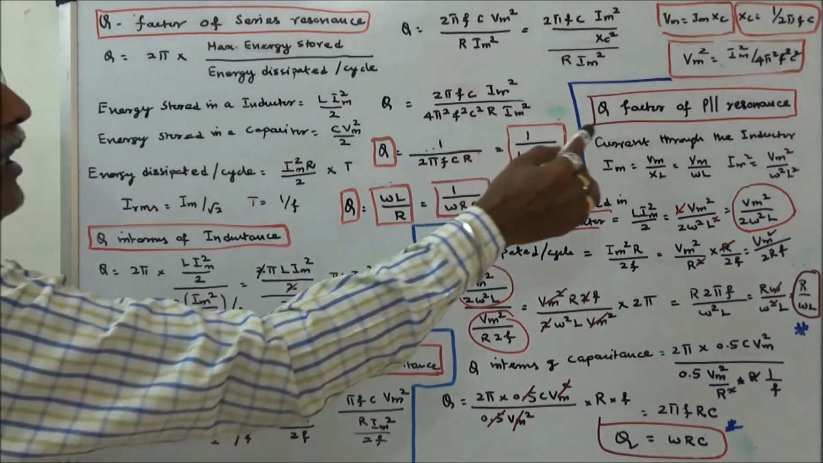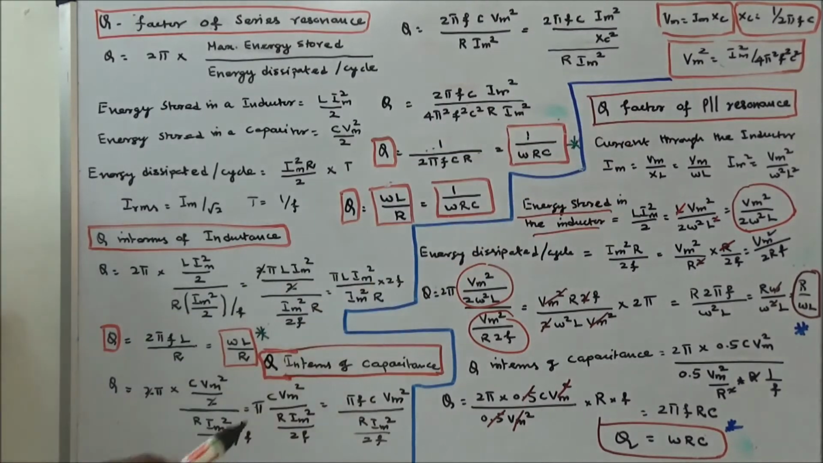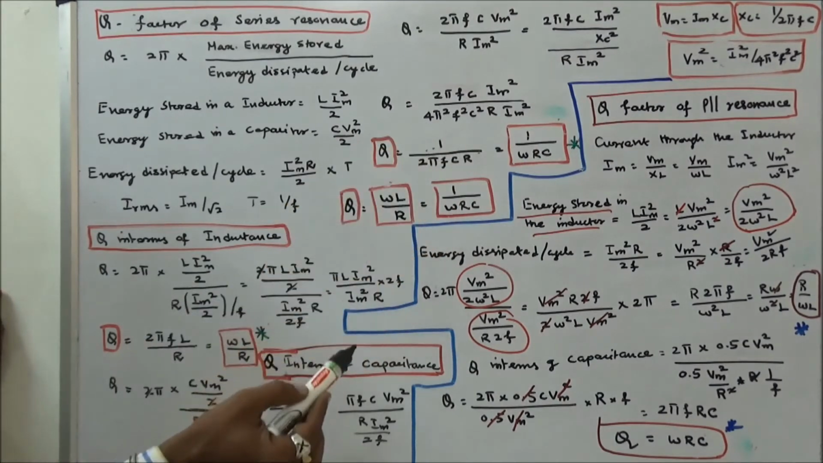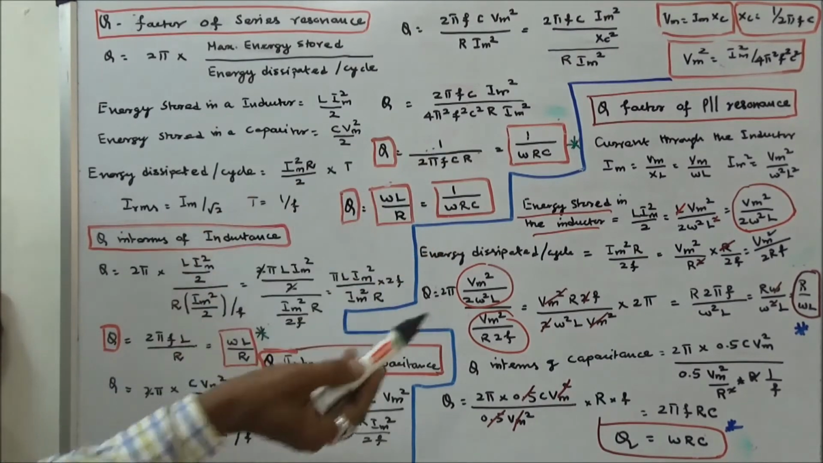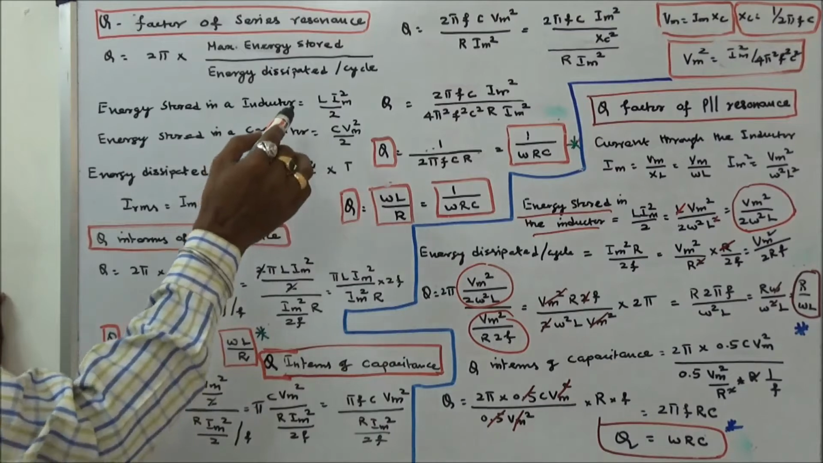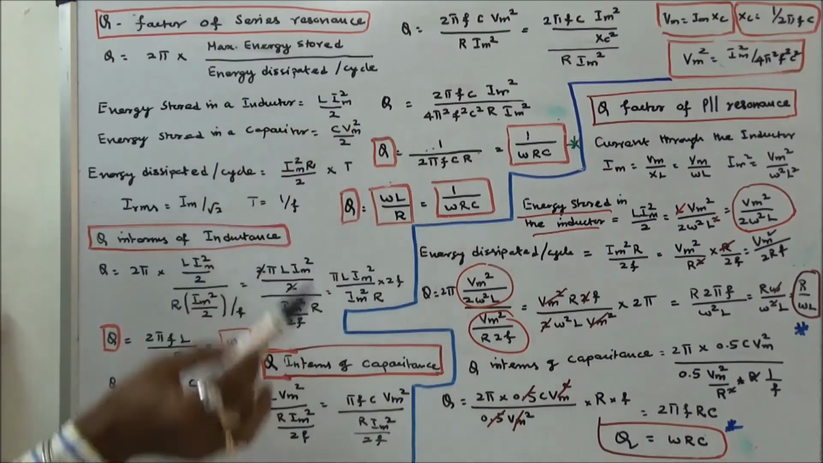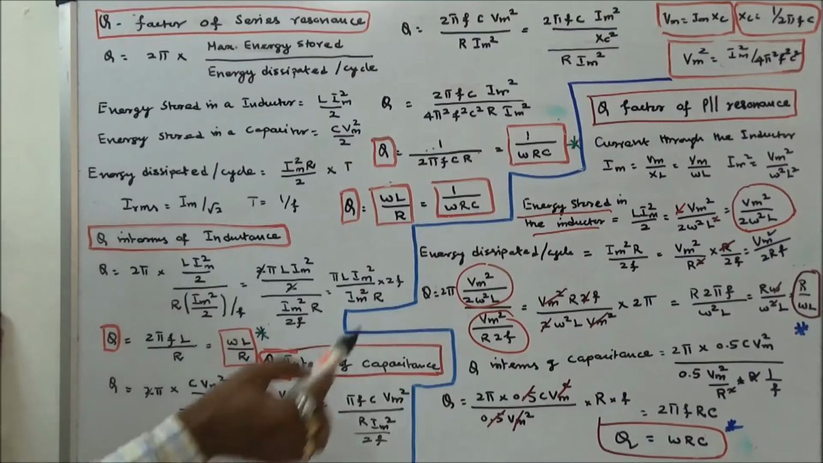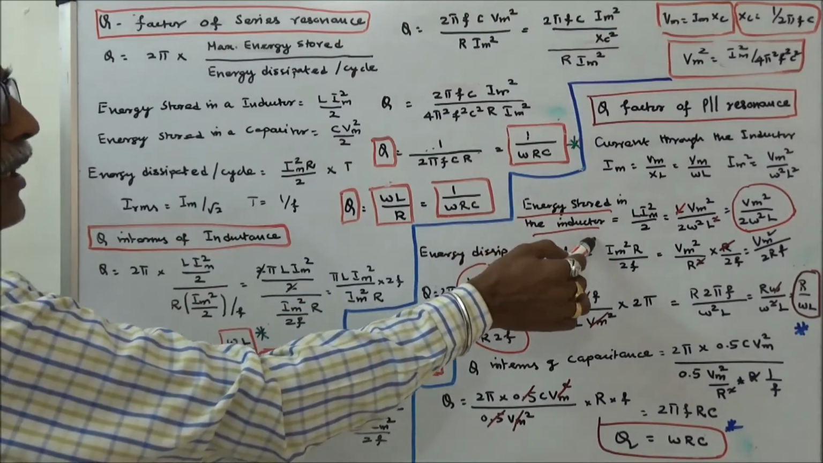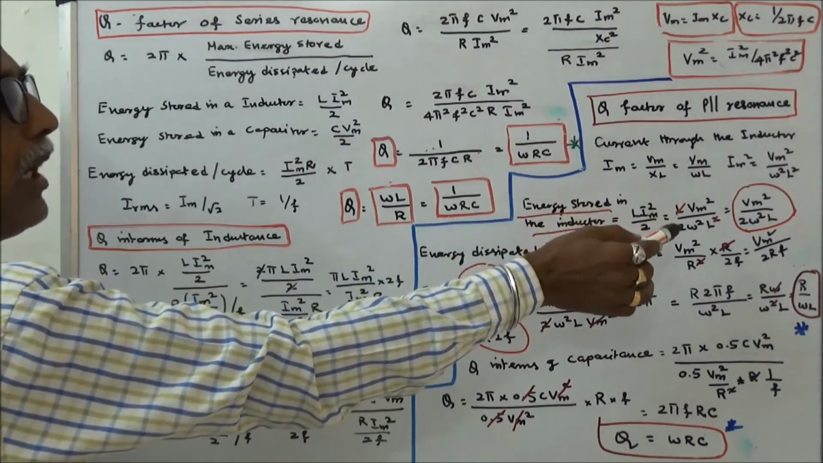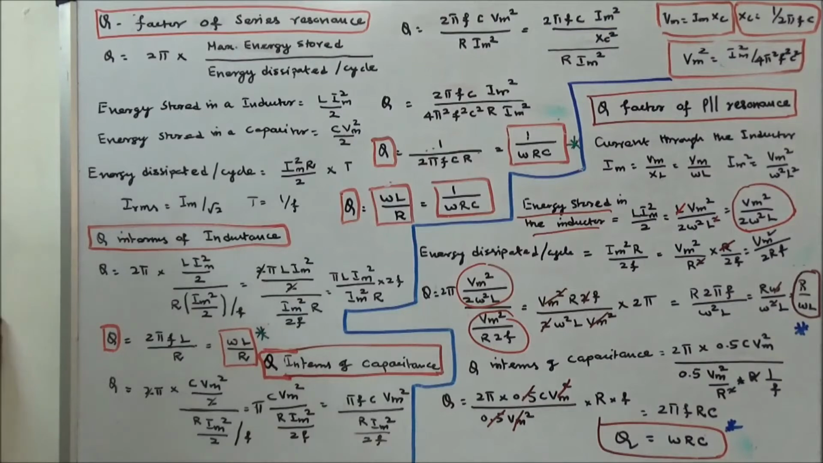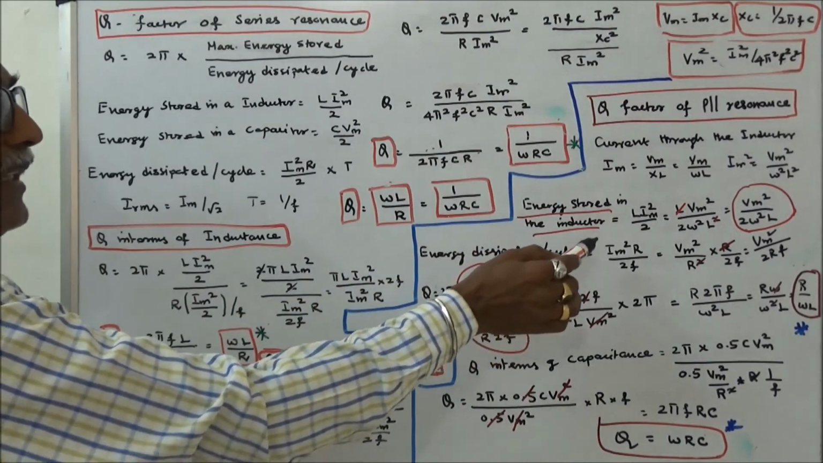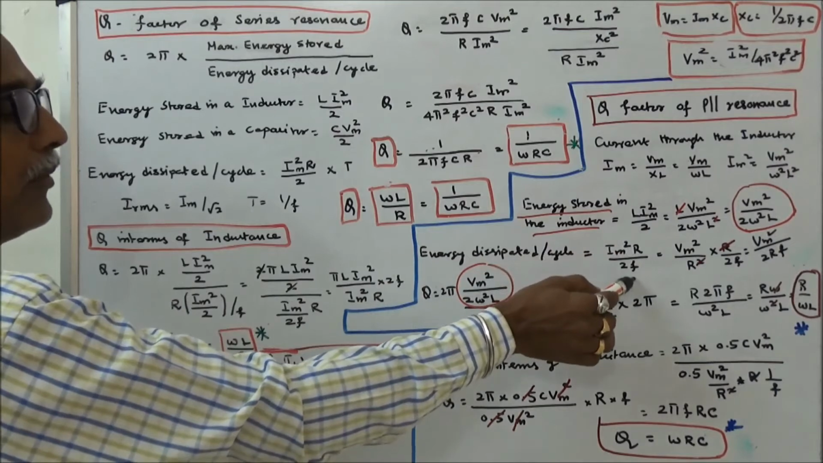Similarly, we derive the quality factor of parallel resonance. Current through the inductor Im is equal to Vm by XL. XL is equal to omega into L. The formula is L into Im square by 2. Im square is equal to Vm square by omega square L square. Therefore, energy stored in the inductor is Vm square by 2 omega square L. Energy dissipated per cycle is equal to Im square into R divided by 2F.